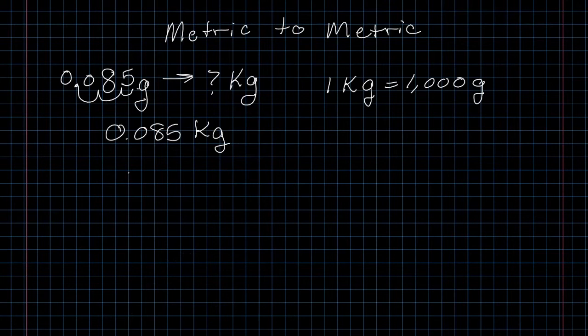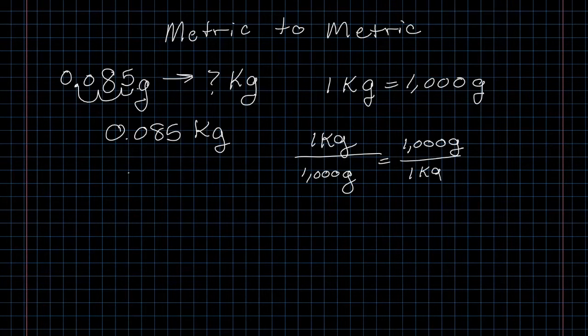There's another way you might have been taught how to do this, and you might have been taught that you need to divide by 1,000 in order to get that answer. So how would you know that? Well, if one kilogram is the same thing as 1,000 grams, you can write it like this, and that's the same thing as this, which is the same thing as a number divided by itself, which is always 1.